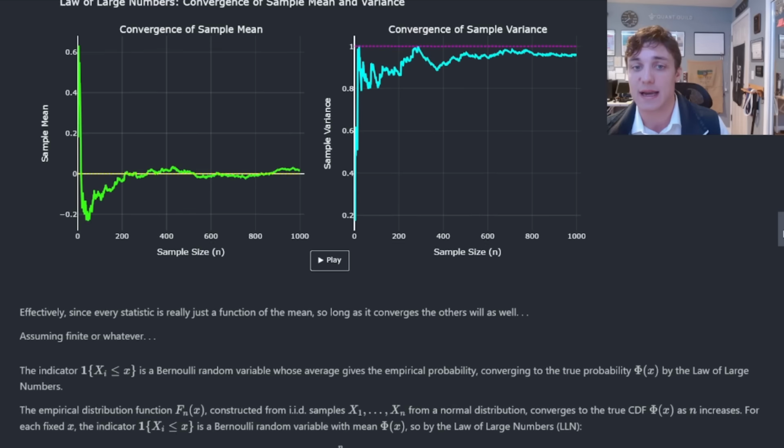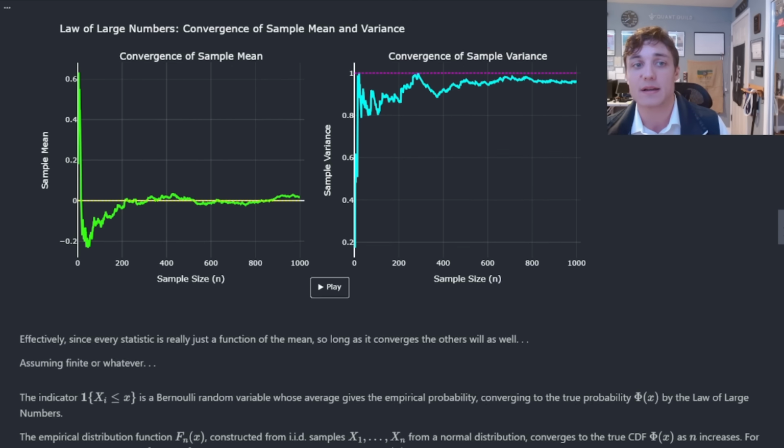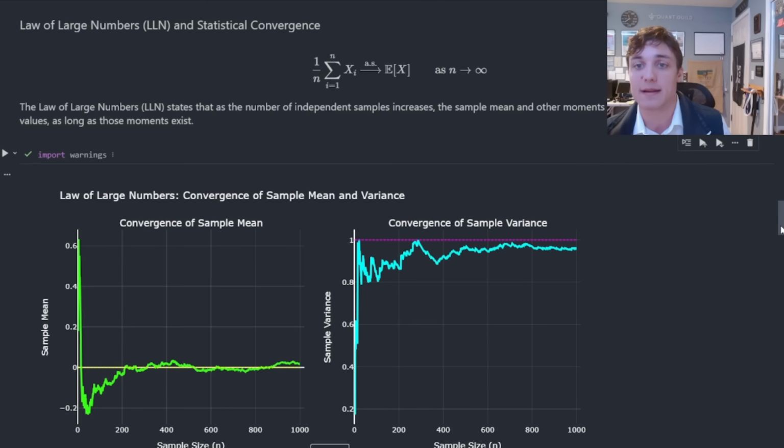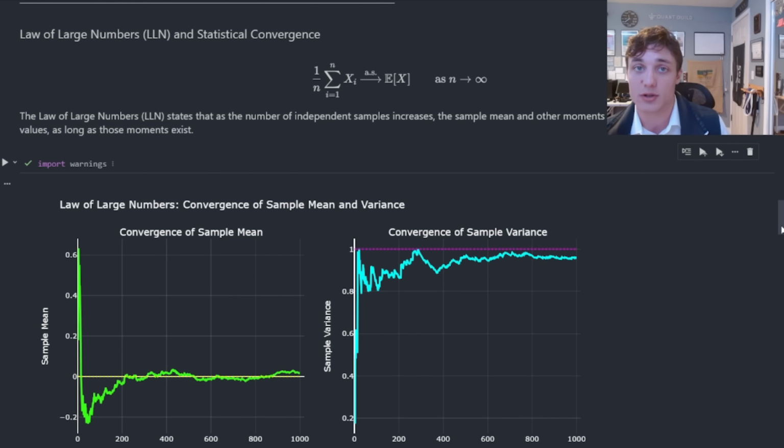What you see in this animation here is I'm effectively drawing from the same normal distribution, and I'm taking the mean and I'm taking the variance. And what you see here is this horizontal line in both cases is representing the theoretical value, the population value for each of those objects. And as we continue to draw more samples, you see this convergence. That's not happening by accident. That's happening thanks to the law of large numbers.